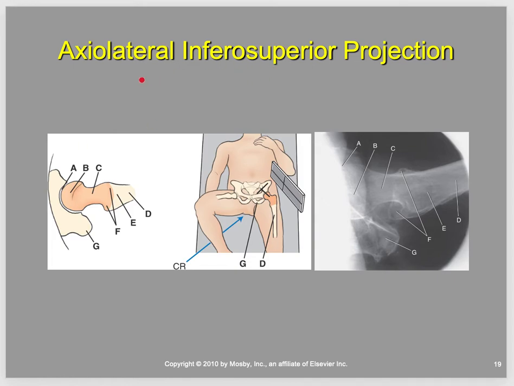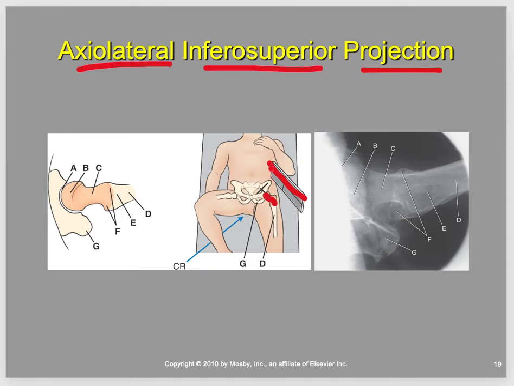So an axiolateral inferior superior projection. So this is for a possible fractured femur. So make sure that you know the entire name, axiolateral inferior superior projection. So it's an axiolateral. So axial is angle, lateral from medial to lateral, and then inferior superior, you are imaging from inferior to superior. You're placing your cassette angled with the head or the neck of that femur.